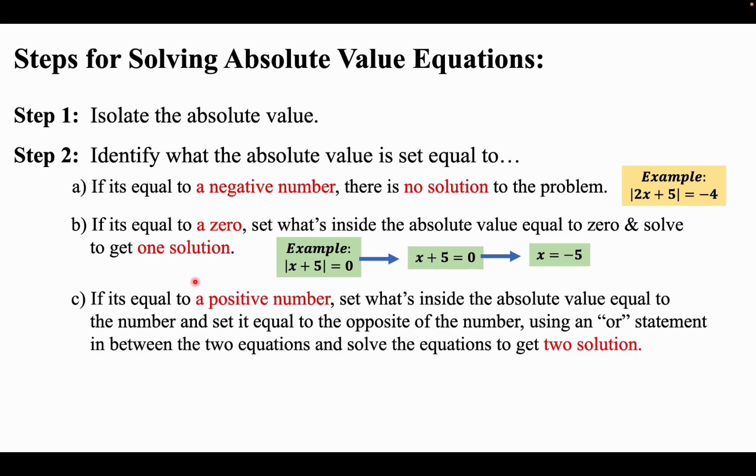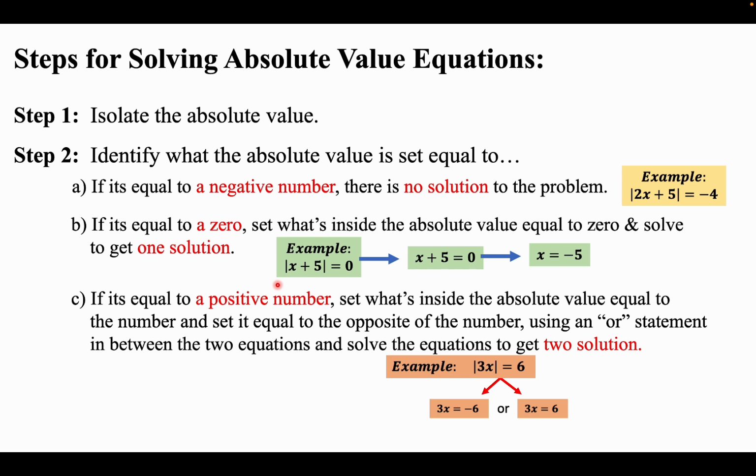The third condition is, what if the absolute value is set equal to a positive number? Well, if it's equal to a positive number, there's always going to be two solutions. And we do the same thing as what we did here. You take what's inside the absolute value, you set it equal to the positive of that number, and then you take what's inside the absolute value, you also set it equal to the negative of that number. And then you solve for x.